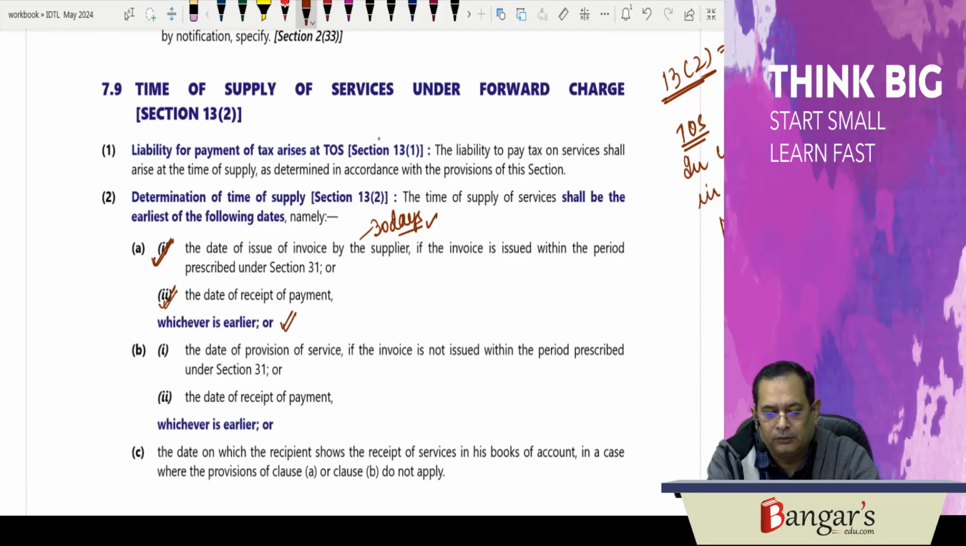Then, in case the invoice is not issued within the time limit, the time of supply will be what? The date of provision of service, if the invoice is not issued within the period prescribed under section 31, or the date of receipt of payment, whichever is earlier.